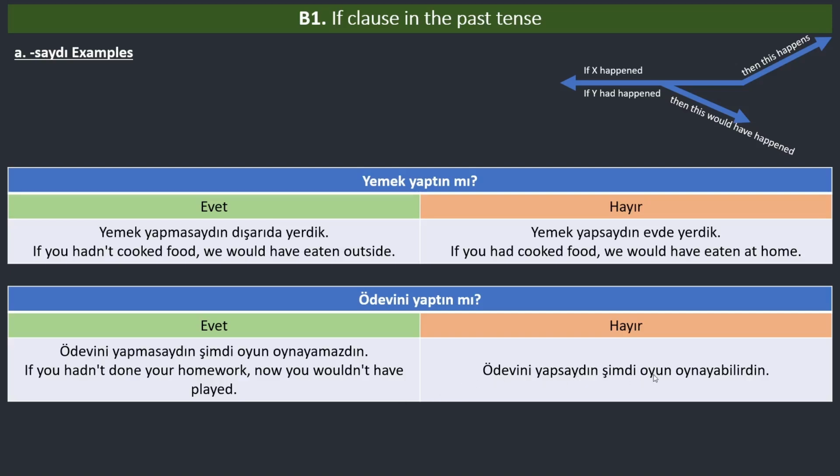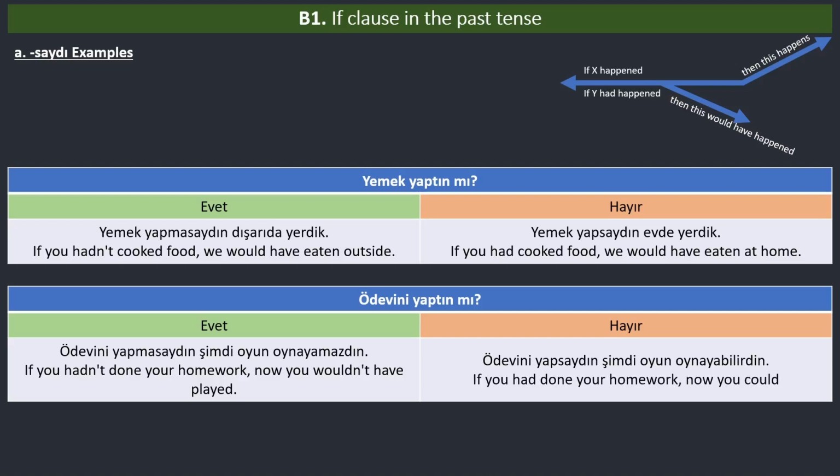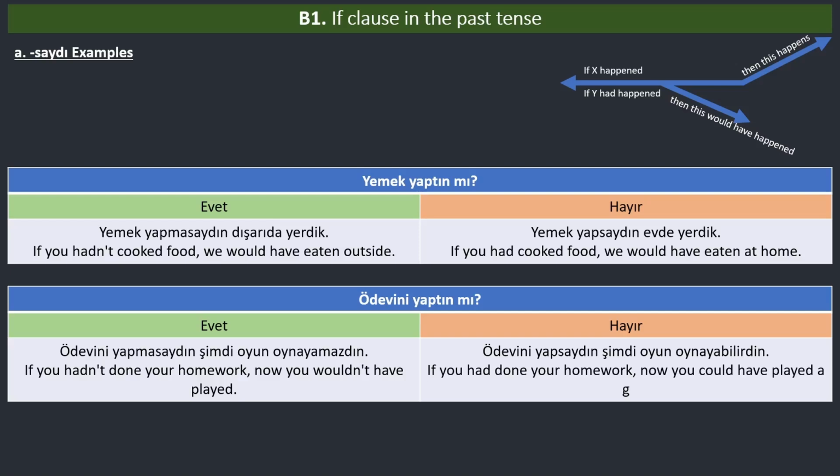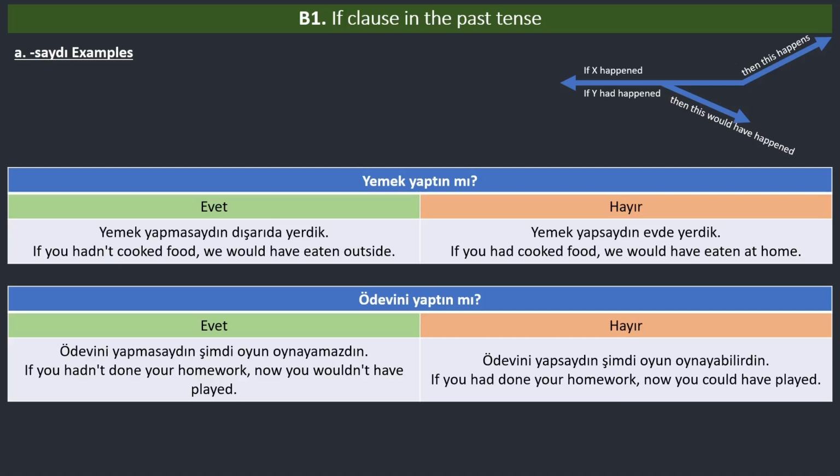And ödevini yapsaydın şimdi oyun oynayabilirdin. This means, like the translation says, if you had done your homework, now you could have played a game. I will just go with played. So now you could have played. So this means you didn't do your homework and now you can't play. But if you had done the homework, the current situation would have been different.